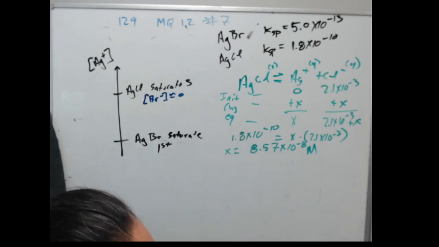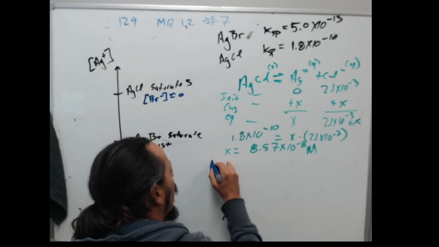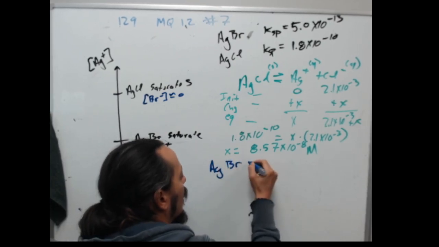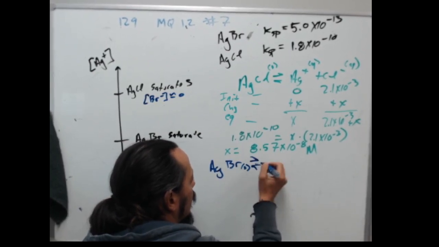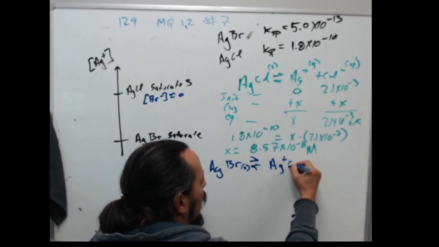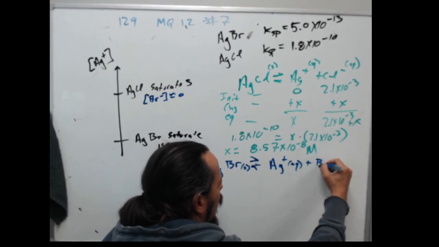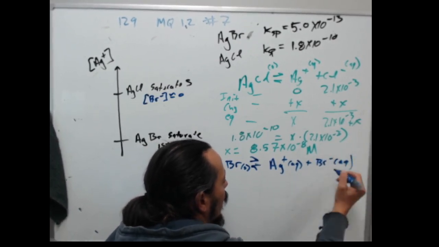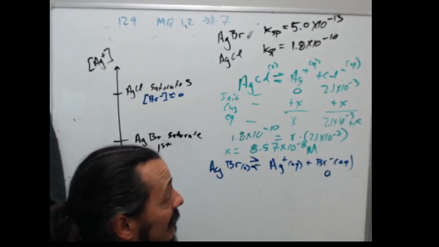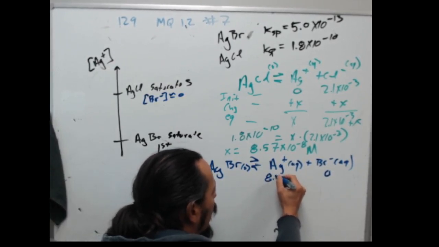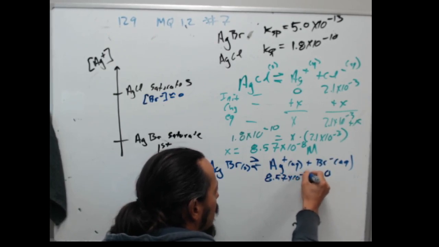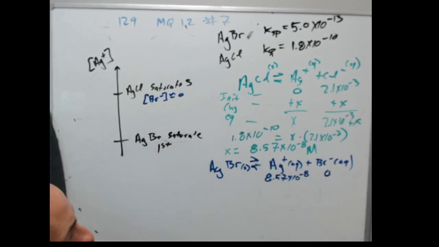This is where the x small approximation might get into some trouble. We've got to do AgBr, solid, goes to Ag plus aqueous plus Br minus aqueous, where my bromide is approximately 0, and my silver is 8.57 times 10 to the minus 8. Oh, I think x small is going to fail again, because I've got minus 8 minus 13. This is going to be cutting it close.